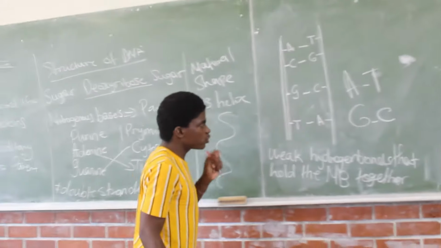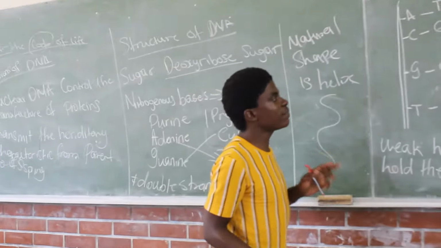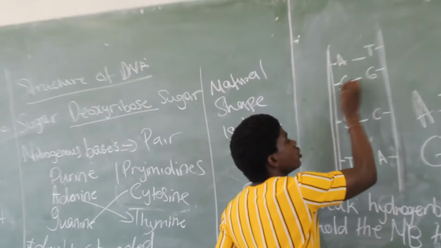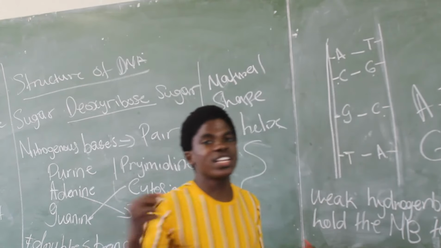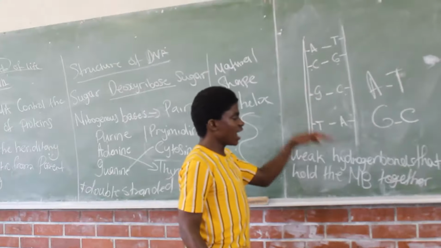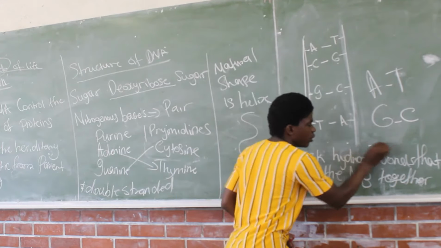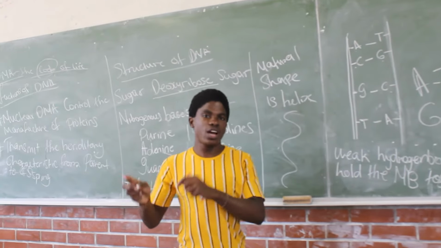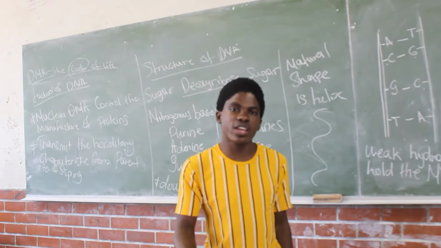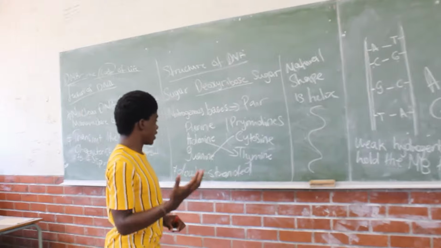Since it's double-stranded, there has to be something that holds the nitrogenous bases together. And what is that? It's the weak hydrogen bonds. You cannot just say hydrogen bonds, you have to say weak hydrogen bonds because they are weak. Okay, I have explained it.